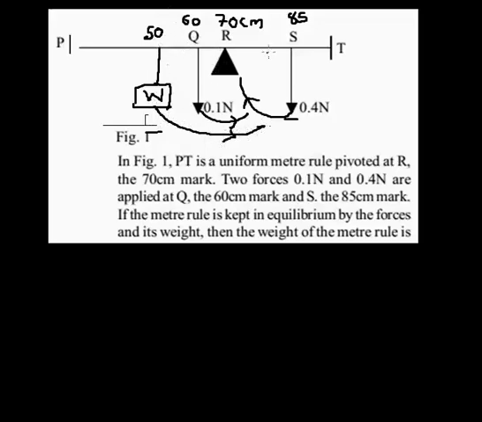So what am I going to get now? I need to get their distances, okay? The distance between 0.4 and 70, so the distance from 70 to 85, you know what that should be? That should be 15, right? So the distance from this point to this point is 15. And the distance from 60 to 70, the distance from 0.1 Newton to the pivot, which is at 70 cm, should be 70 minus 60. So this distance is 10. And the distance all the way from the center, 50, to the pivot at 70, I know what that should be. That should be 20, okay?